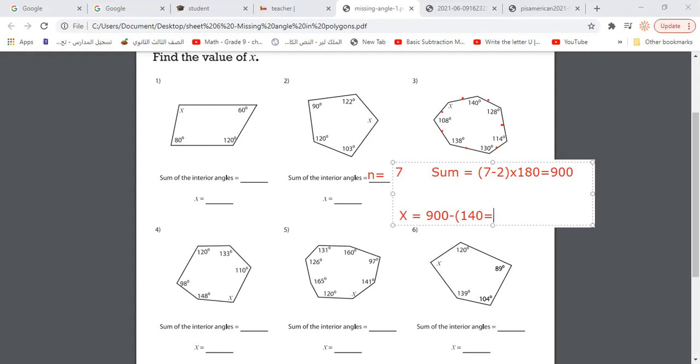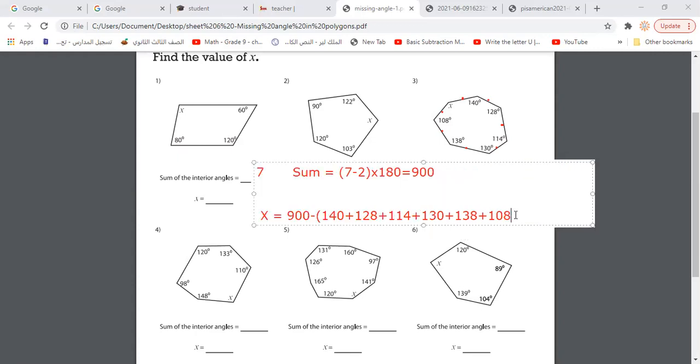140 plus 128 plus 114 plus 130 plus 138 plus 108. Am I correct? Yes. Did I miss any angle? No. Then we will close the parentheses and then we will write equal. What is the answer now?